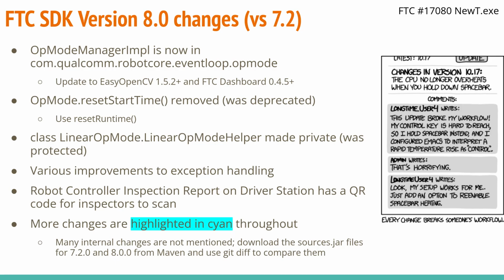So some of the changes are some stuff has been moved around or removed. There have been improvements to exception handling, so they now show stack trace, for example, which is very helpful. The robot controller inspection report has a QR code. I put a comment there about any change can break somebody's workflow. Some of these are pretty obviously going to break stuff. Some of them are pretty obviously good, but it's possible they still break something. Hopefully not.